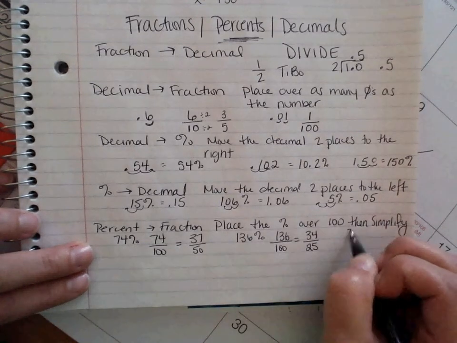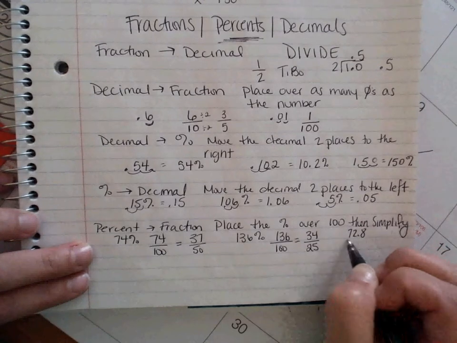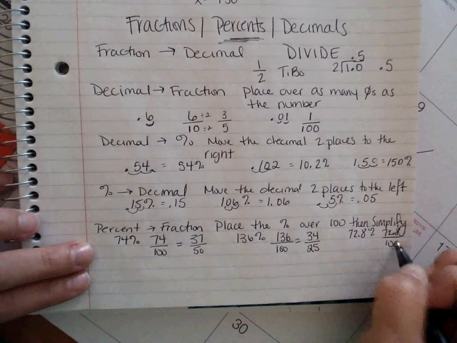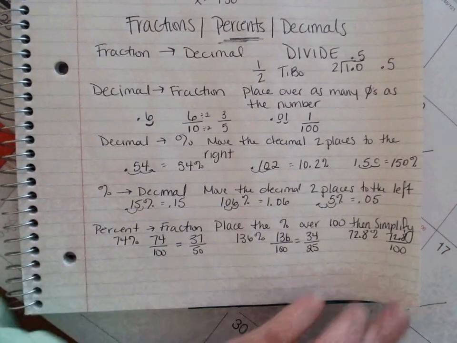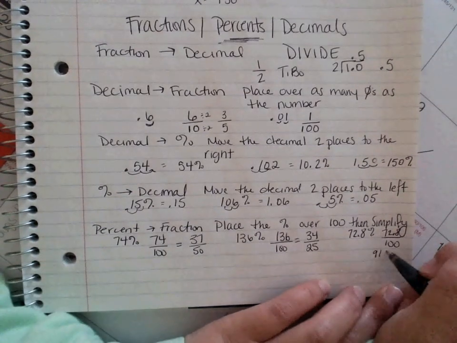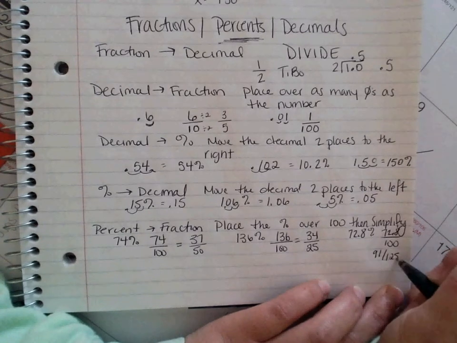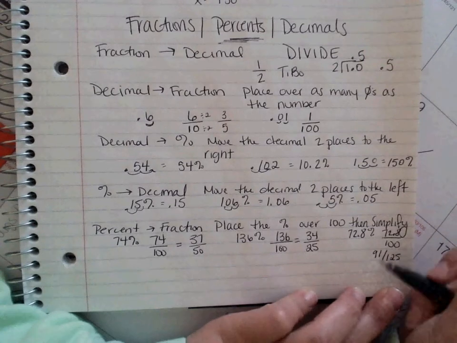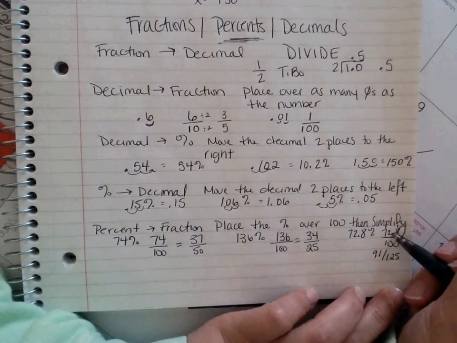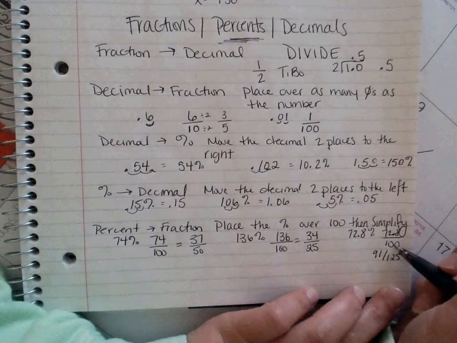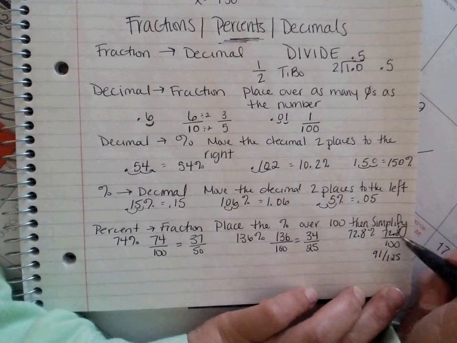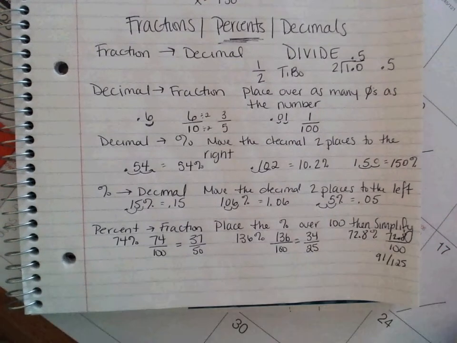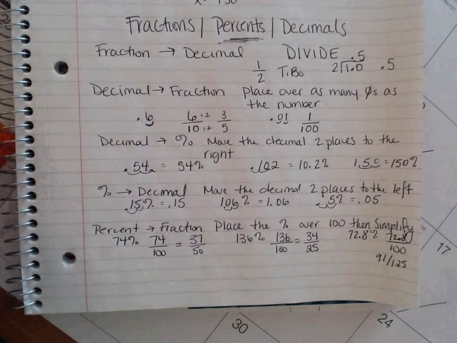If I say 72.8, I'm still going to put 72.8 over 100. When I simplify this, I'm going to get 91 over 125. If you notice, it went up because when you have a decimal, it is going to get higher to try to get that decimal away. But you can have a decimal on top, and when you simplify it, it's trying to figure out what goes into top and bottom, and since it's a decimal answer, it's going to take getting higher.